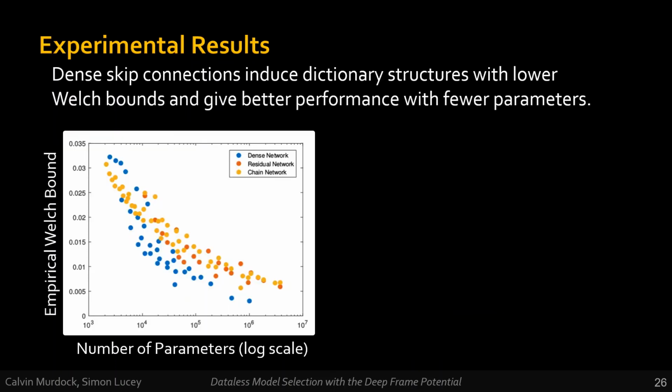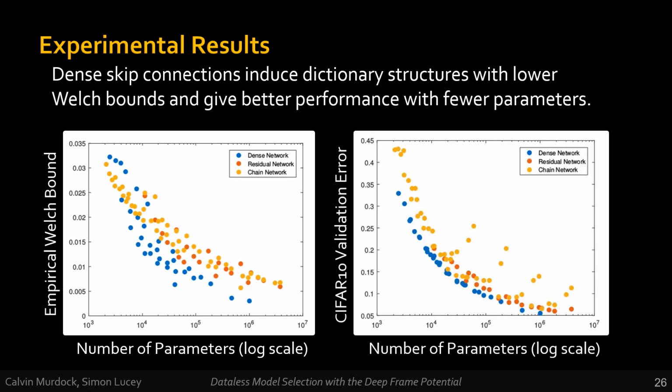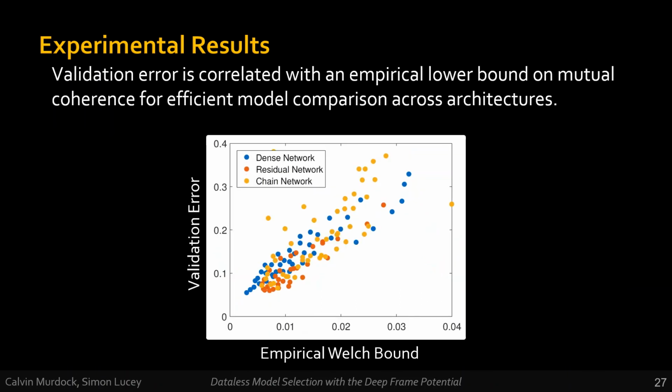In comparison to chain networks, which are shown in yellow, ResNets in red and dense nets in blue can have lower mutual coherence with fewer parameters. A similar trend also appears for CIFAR10 validation error, where skip connections improve parameter efficiency. This correlation suggests that a lower bound on mutual coherence effectively predicts the benefit of depth and skip connections and can be used as an efficient proxy for validation error in deep model selection.